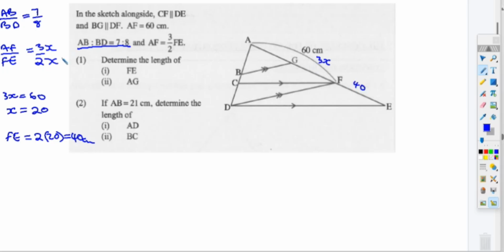So we now have the ratio here, this ratio here. We can now write it as 60 over 40 there. That is the new ratio that we can consider also. Now the next question, AG. This is AG here. How do we determine AG?